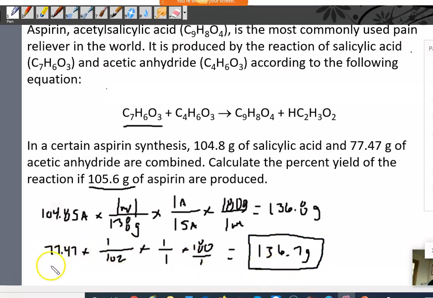So the acetic anhydride technically is my limiting reagent. Not by much, a tiny, tiny amount. But that technically would be my theoretical yield at 136.7. So we're going to take the 105.6 and divide it by the 136.7 times 100. I got 77.5%.